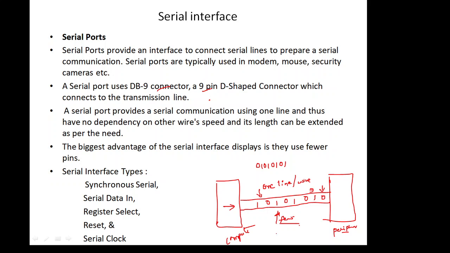Some of the serial port types are synchronous serial, serial data in, register select, reset, and serial clock. These are some of the serial interface types. So this is regarding the serial port. Once again I am telling you, a port is nothing but a point of attachment. So serial ports can also be called interfaces, fine.